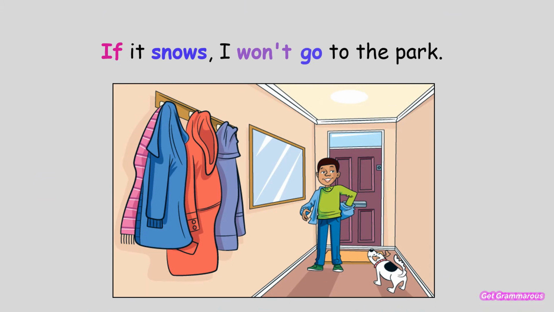Here is another example of the first conditional. If it snows, I won't go to the park. If it snows is the if clause in this sentence, and of course it has the present simple tense, and I won't go to the park is the main clause in this sentence. Notice that the main clause has won't, which means will not, the future tense, and go is the infinitive.